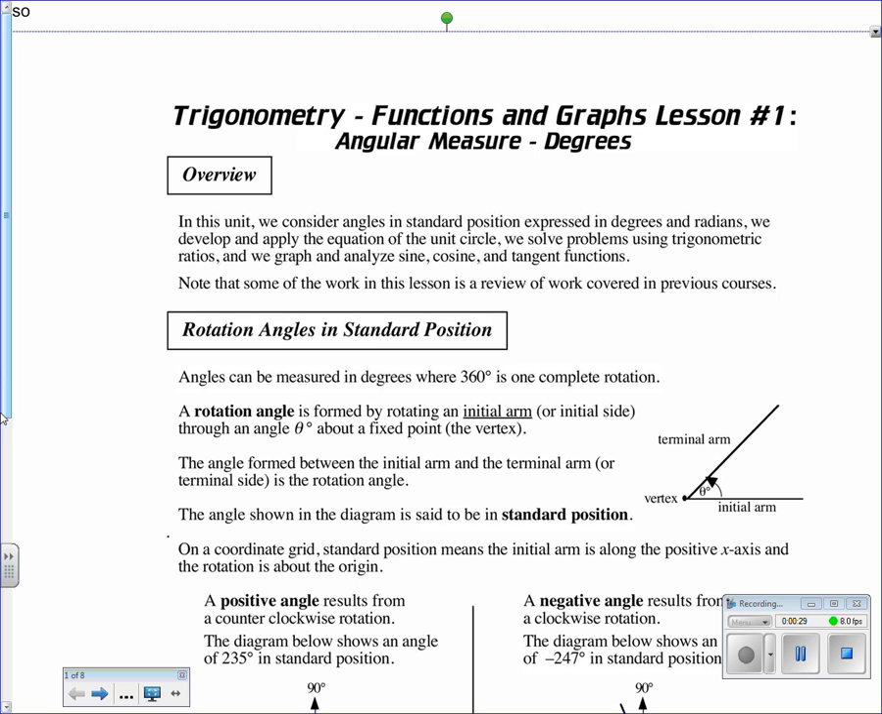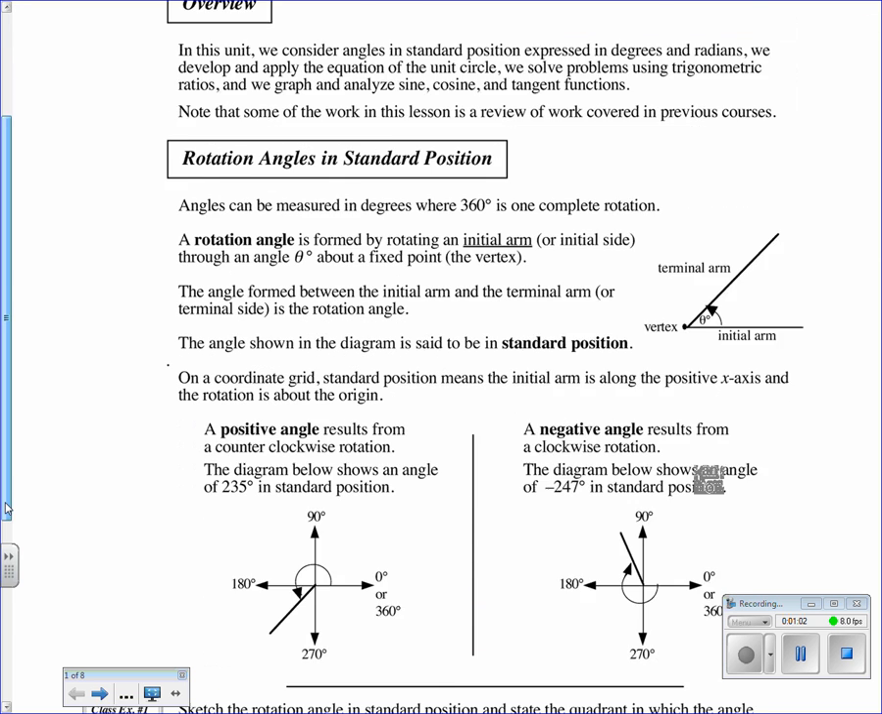A rotation angle is created by starting at the positive x-axis and rotating either clockwise or counterclockwise. Strangely enough, rotating counterclockwise generates positive values, rotating clockwise generates negative values. The initial arm is the positive x-axis and the terminal arm is where it ends. Standard position means you start at the positive x-axis. And I've talked about how you get a positive and negative angle.